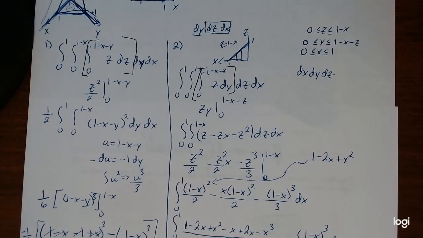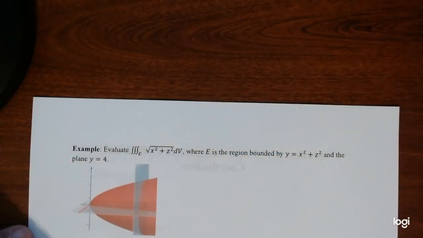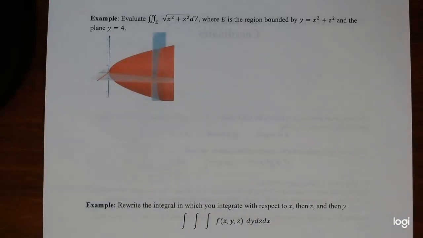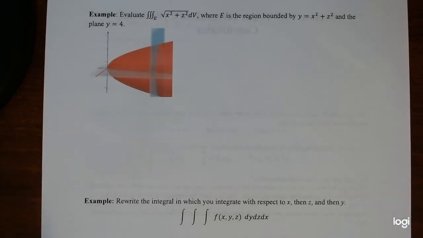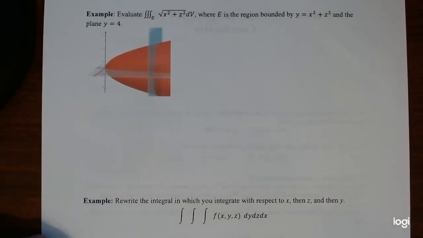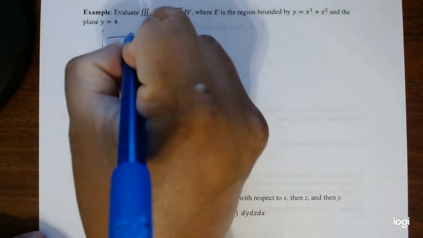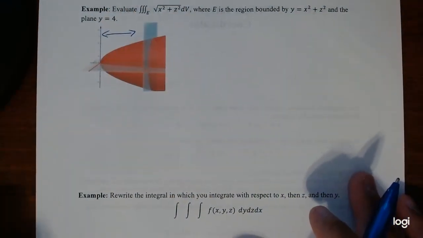So when do we convert stuff to make it much easier? So let's say, for example, we have this situation. So we want to find the triple integral of this bounded by y equals x squared plus z squared and the plane y equals 4. Okay. So there's a nice little picture of what's going on here. Now notice it's going this way. Little hint for later.